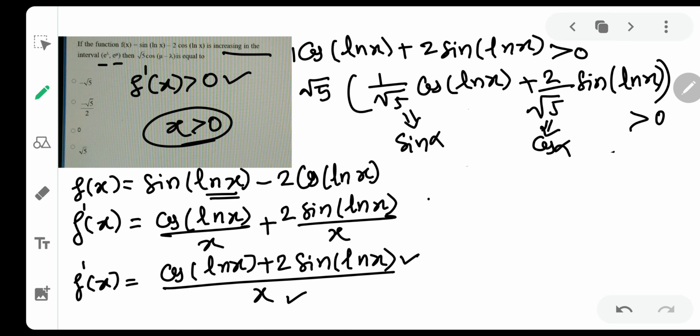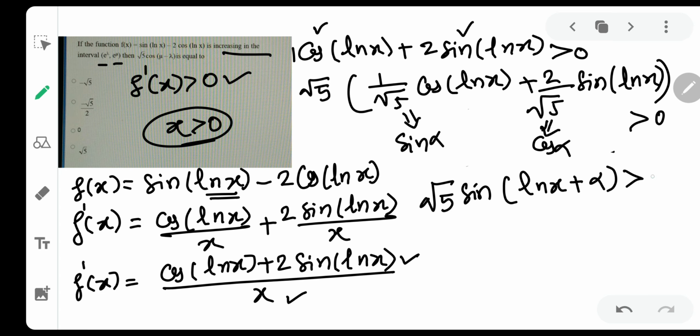You get a proper form of sine of a plus b. Now for solving such inequalities, you need a single trigonometric ratio. Over here we had two trigonometric ratios, cos and sine. Very intelligently we have converted that to a single trigonometric ratio. So basically this will be sine of a, which is ln x, plus b, which is alpha, greater than 0.